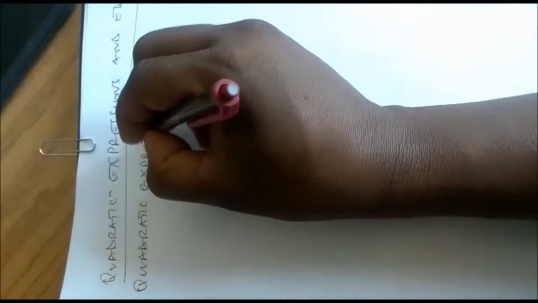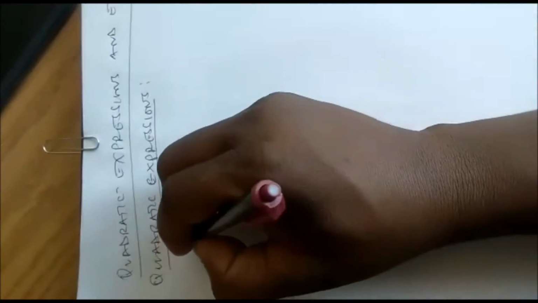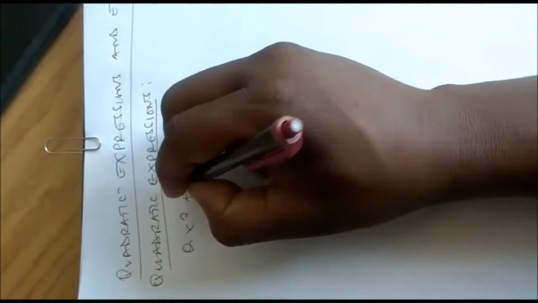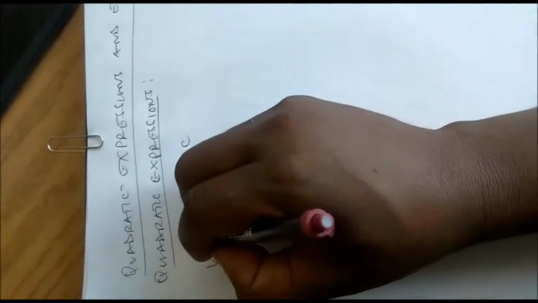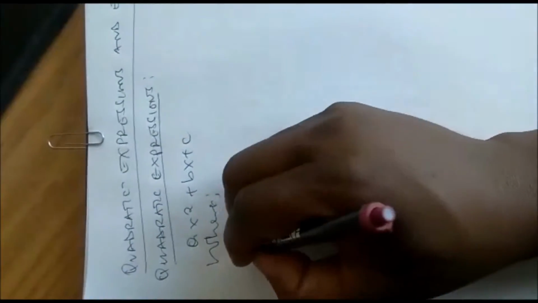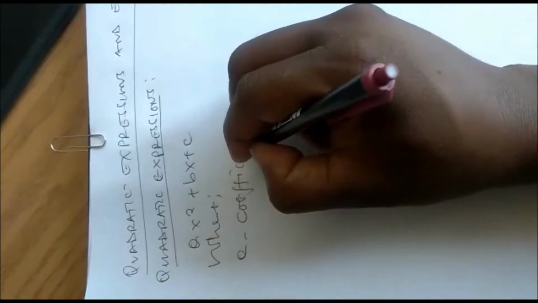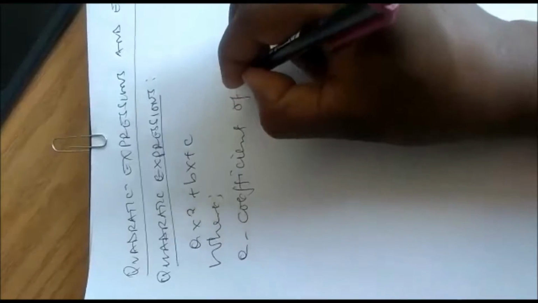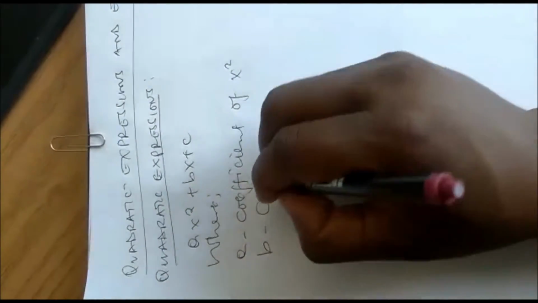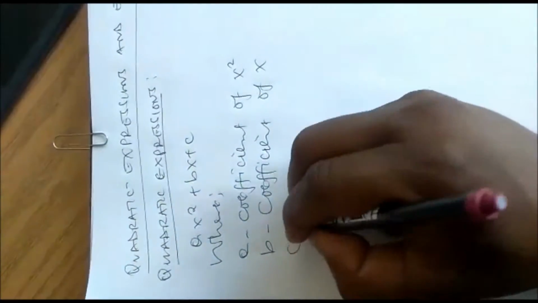Generally, quadratic expressions take the form ax squared plus bx plus c, where a is the coefficient of x squared, b is the coefficient of x, and c is the constant.